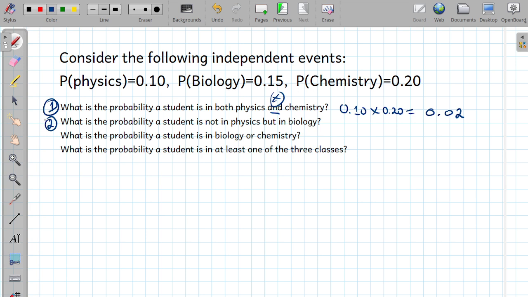Let's look at the second one. What is the probability the student is not in physics but is in biology? So this is kind of a given that, kind of a conditional. But remember, these are independent, so we can do this a little easier. What is the complement of physics? The probability that someone is not in physics, I'll put a C for complement, must be 0.9. So if you're not in physics, it's 0.9, but you are in biology, which is 0.15. So this should be 0.135.